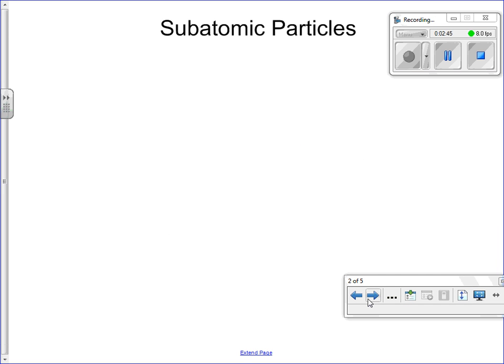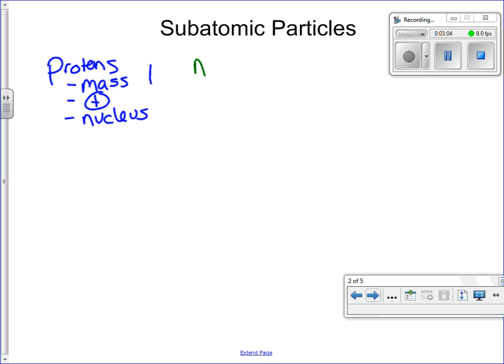Subatomic particles, you need to know protons, neutrons, and electrons. Let's start with protons. They have a mass of 1, and their charge is positive, and they're in the nucleus. Neutrons. They have a mass of 1. They have no charge. And they are in the nucleus.